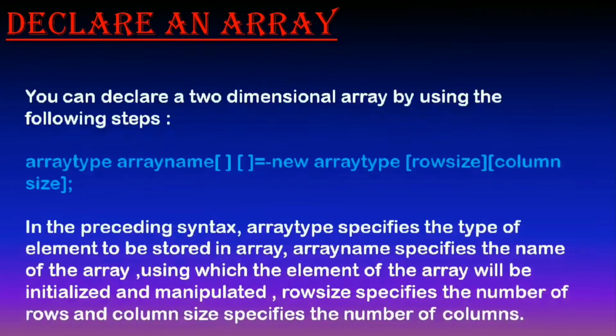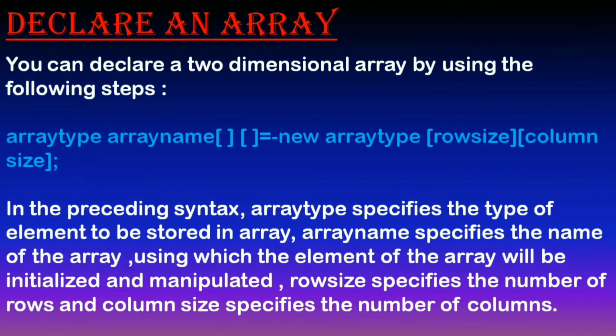Declare an array. You can declare a two-dimensional array by using the following syntax: array type, array name, bracket, bracket, is equal to new array type, row size, column size. In the preceding syntax, array type specifies the type of element to be stored in the array. Array name specifies the name of the array using which the elements of the array will be initialized and manipulated. Row size specifies the number of rows, and column size specifies the number of columns.